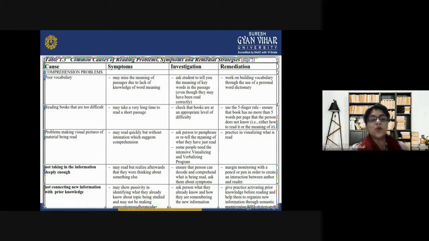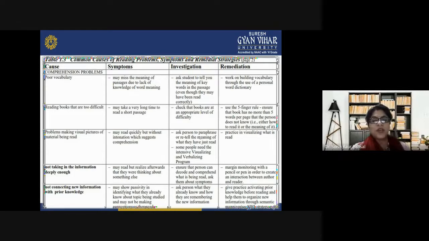Then reading books that are too difficult may take a very long time to read a short passage. So check that books are at an appropriate level of difficulty. Use the five finger rule. Ensure that the book has no more than 5 words per page that the person does not know, either how to read it or the meaning of it.